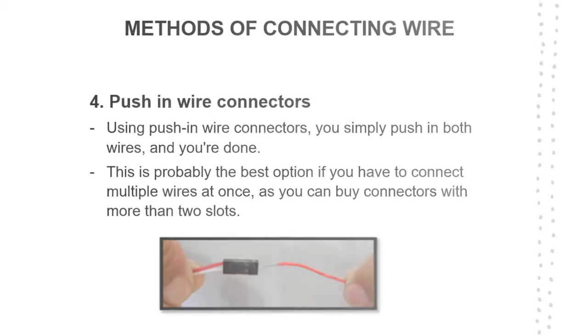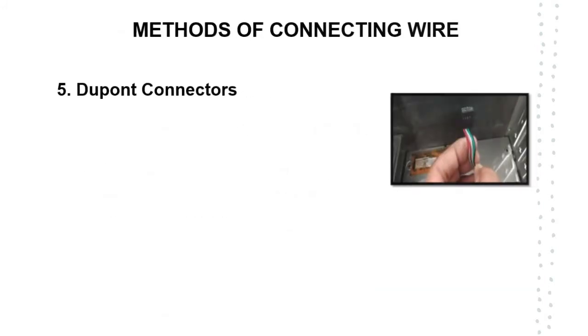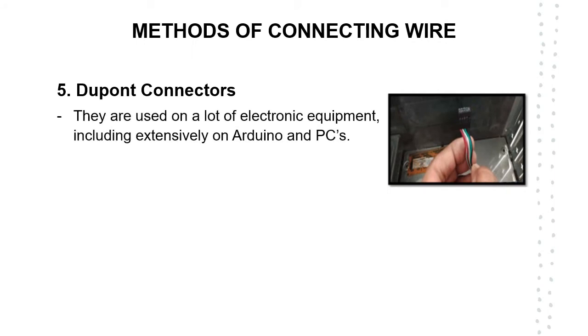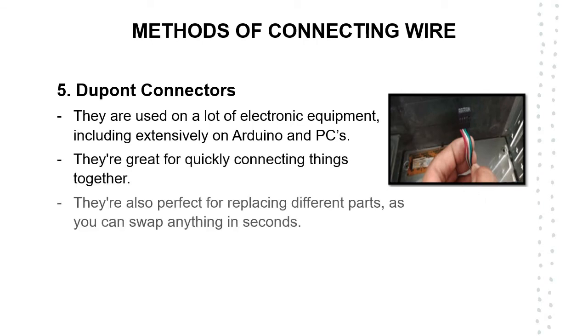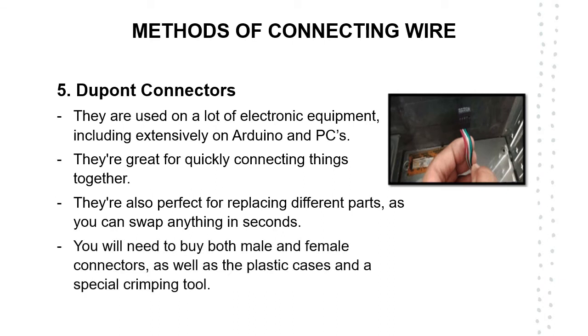Number 5, Dupont connectors. They are used on a lot of electronic equipment, including extensively on Arduino and PCs. Take a look at this. They are great for quickly connecting things together, and they're also perfect for replacing different parts, as you can swap anything in seconds. You will need to buy both male and female connectors, as well as the plastic cases and a special crimping tool.